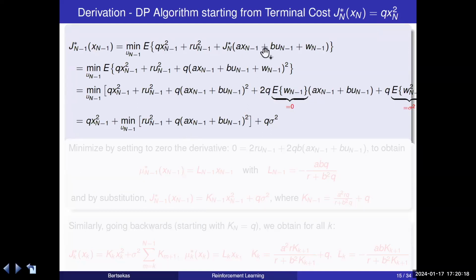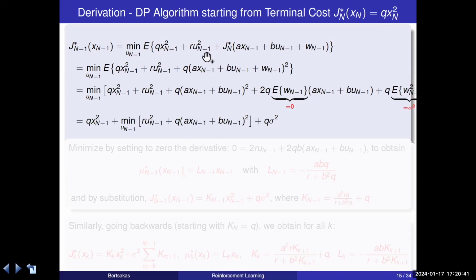And then we're going to do this calculation of dynamic programming, and we're going to show that it gives you a quadratic again. So from quadratic, we're going to get a quadratic, and we're going to continue to get optimal costs to go that are quadratic. So let's see how this is done. Let's look at this long expression here. Xn minus 1 is fixed.